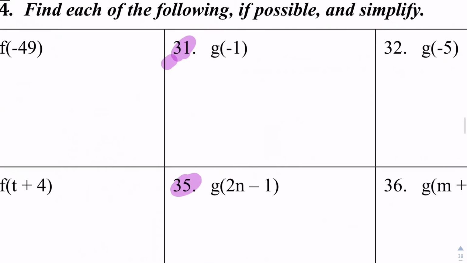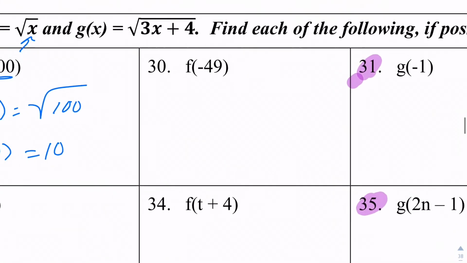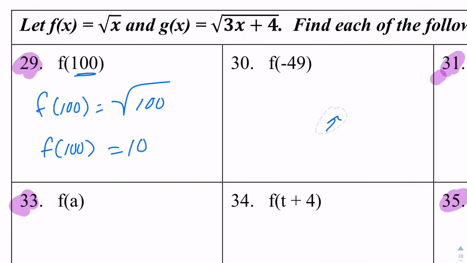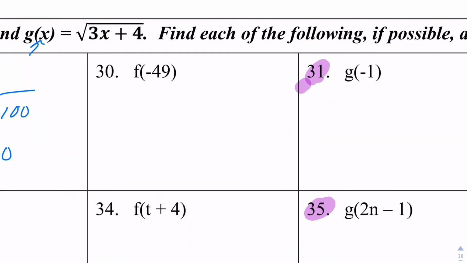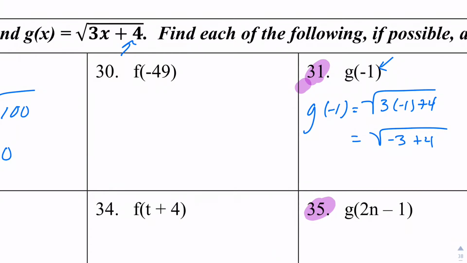31, g of negative 1. So now we're looking at the g function. Let me grab my arrow here. So now because this is a g, we're looking at the g of x. So we're going to take the square root of 3 times whatever value you're given plus 4. So g of negative 1 is equal to the square root of 3 times the value I'm given, negative 1, right? There's that value, plus 4. So then, let's see here, that's negative 3 plus 4, which is 1, and the square root of 1 is just 1. So g of negative 1 is equal to 1.